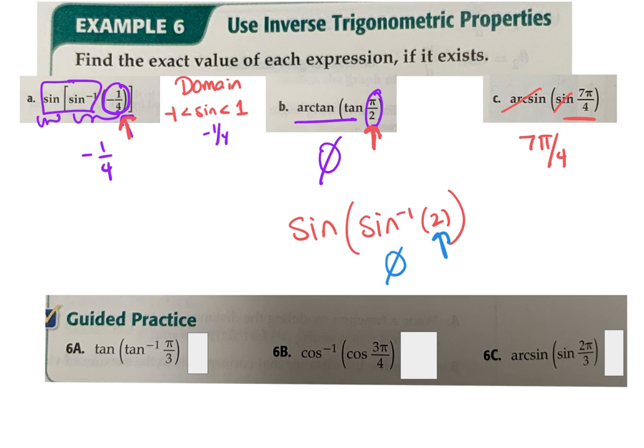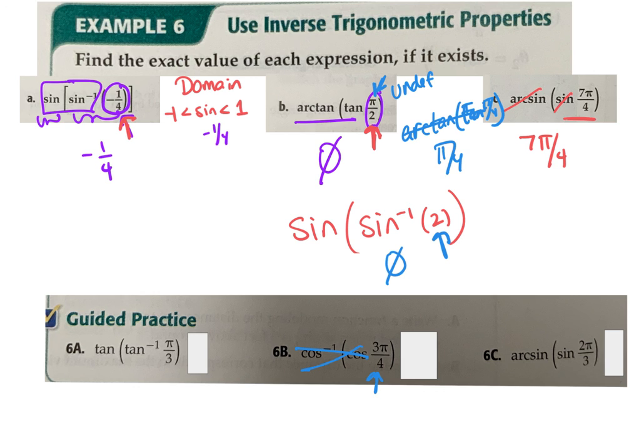It's like when we did logarithms. An exponent base canceled out our log base. It's the same thing. Add this one. Does the cosine of 3 pi over 4 exist? Yes, it exists. It's negative square root of 2 over 2, right? Right? So as long as it exists, these two cancel each other out.